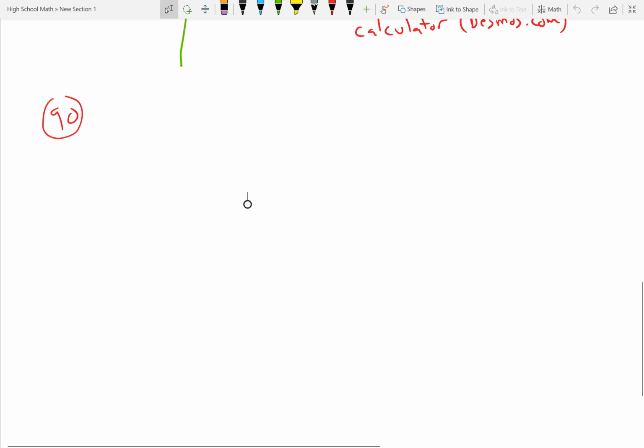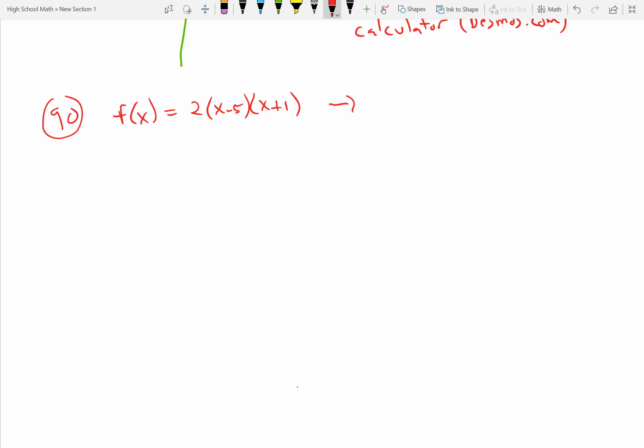Number 90, we're asked to graph f of x is equal to 2 times (x minus 5)(x plus 1). This is called factored form. Factors are just things multiplied together.